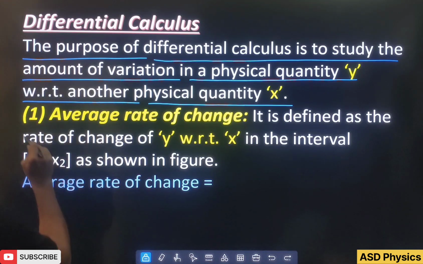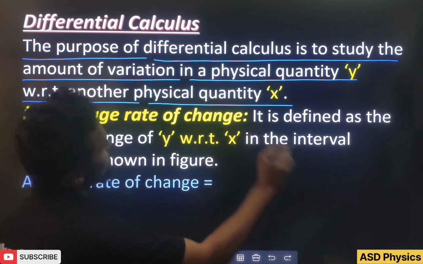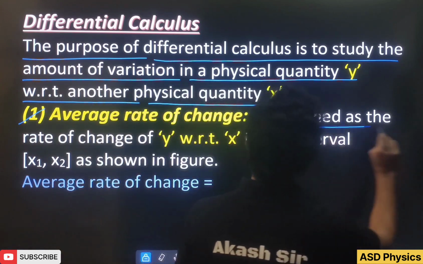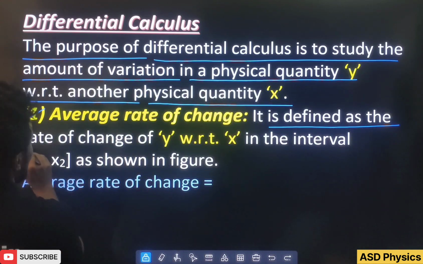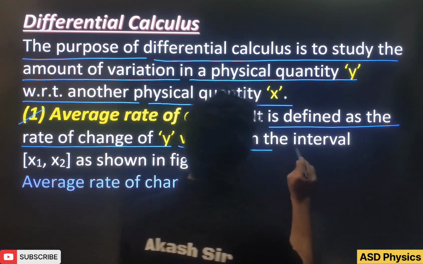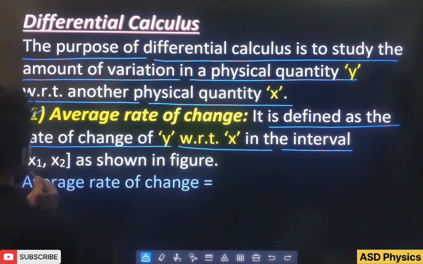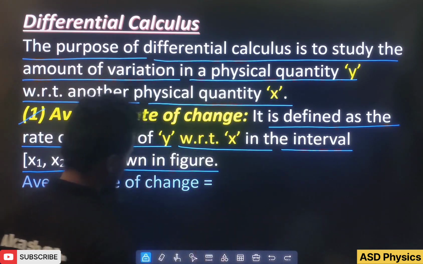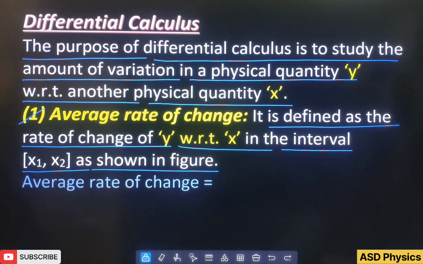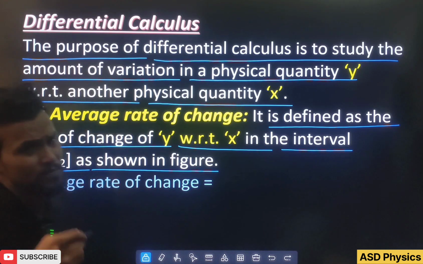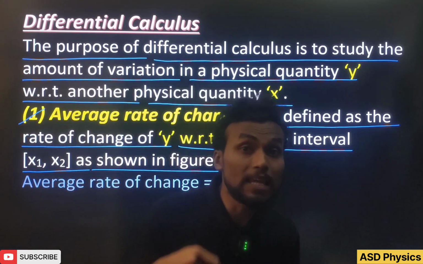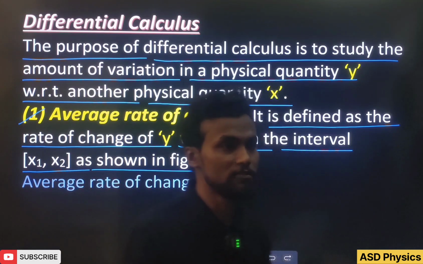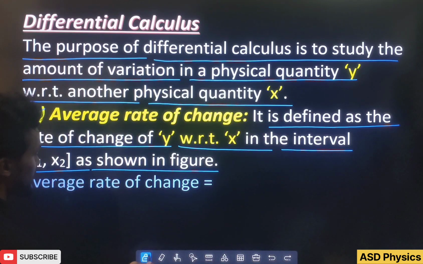After that, first we are going to see the average rate of change. What is this average rate of change? It is defined as the rate of change of y with respect to x in the interval x1, x2, as shown in the figure. Remember, students, this average change is always applicable for some interval. Especially in physics it will be the time interval. But here we are learning in terms of x1 and x2.